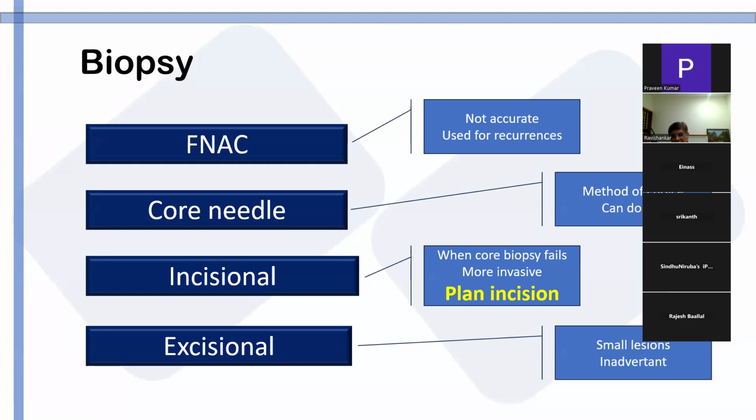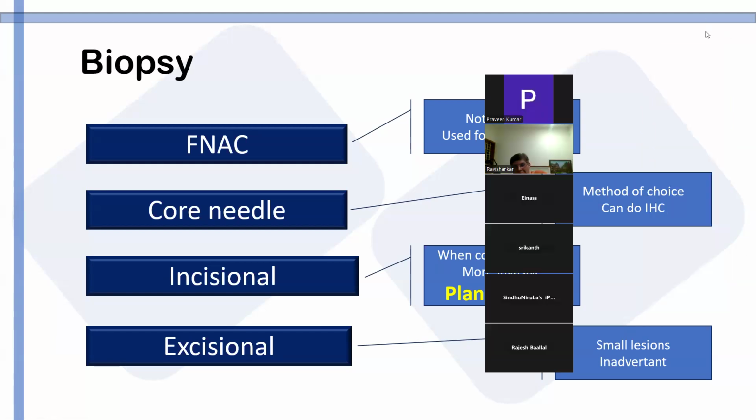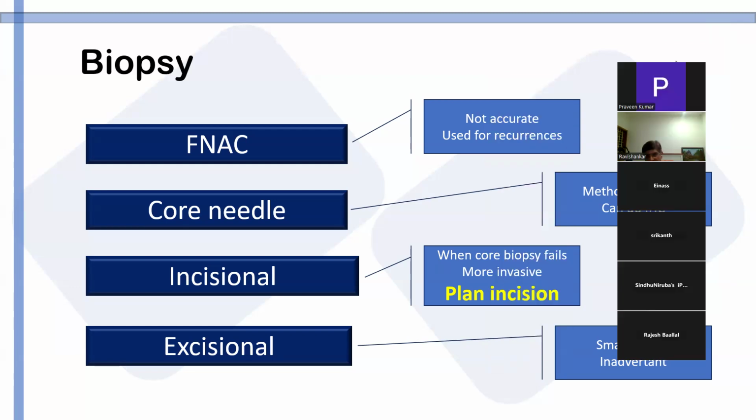FNAC is not accurate, but you can perhaps use it for recurrences. You already know what the tumor is, and particularly if it's in very deep areas where you cannot access it easily, you may consider it. But the method of choice is core needle, a true cut needle biopsy. And the important thing is you can do an IHC on it. As I told you today, characterization of any sarcoma is not only by histology, but also by the IHC.